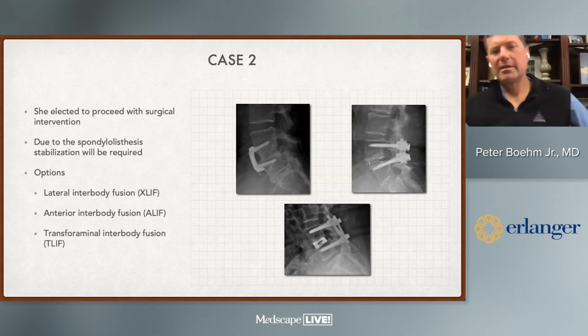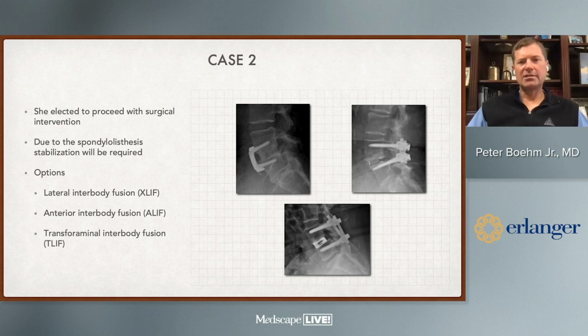And ultimately, after a lot of discussions, I had no more real conservative management to offer her. We could repeat much of what we had already done, but she felt that she was progressing, and we elected to proceed with surgical intervention. Due to the spondylolisthesis, this was going to require some form of stabilization.